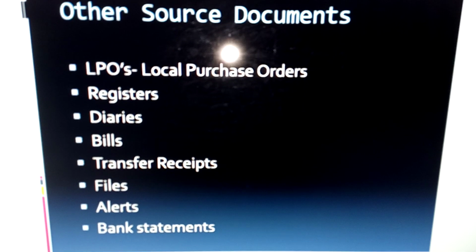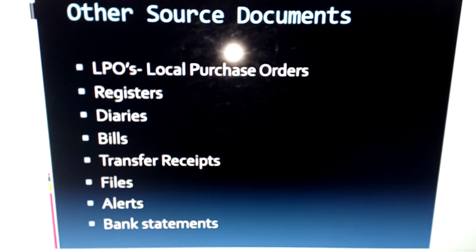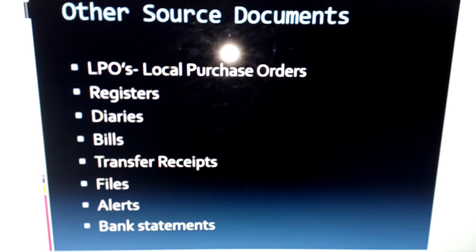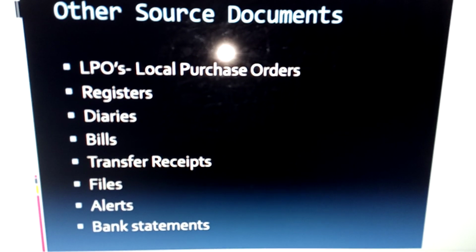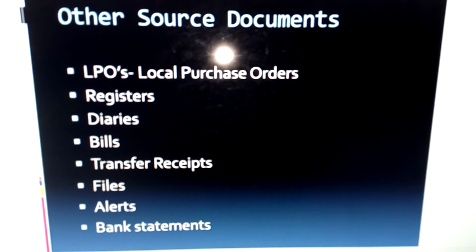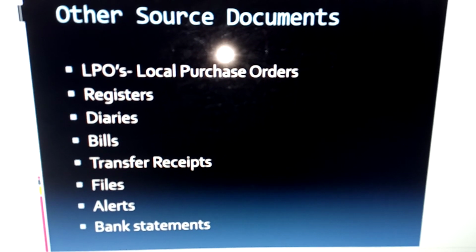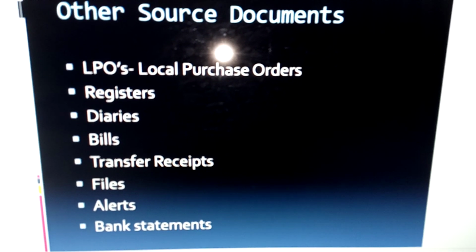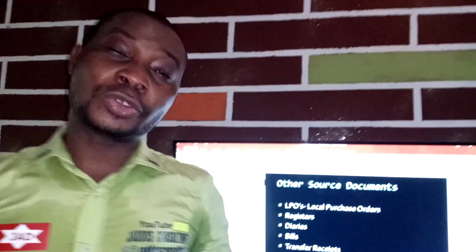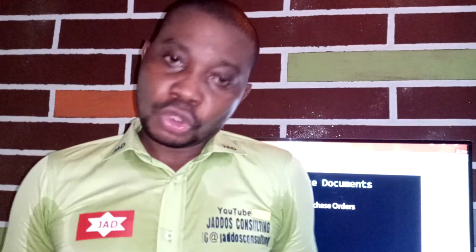It depends. Source documents vary from organization to organization. But the essence is that you need information for a couple of records. So you can have as many source documents as you want in the business that you're operating, depending on the information that you want to achieve. So that is the class on accounting source documents, and then we also looked at other source documents. So you go through them and get yourself familiar with the type of source document that has been shown to you.